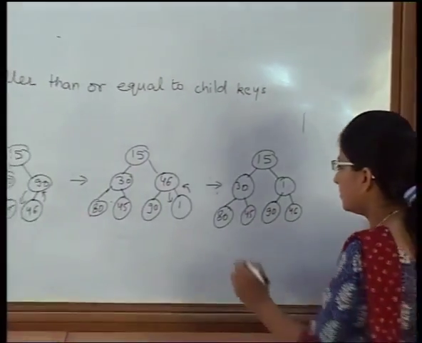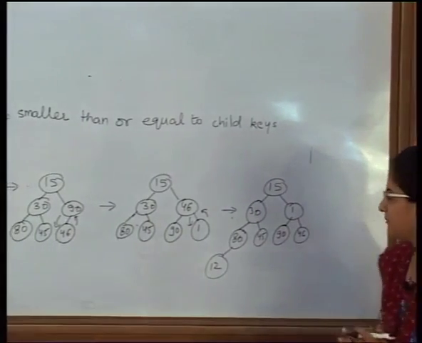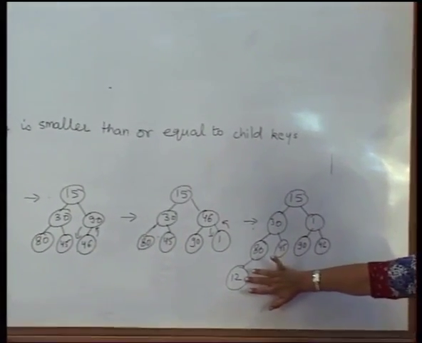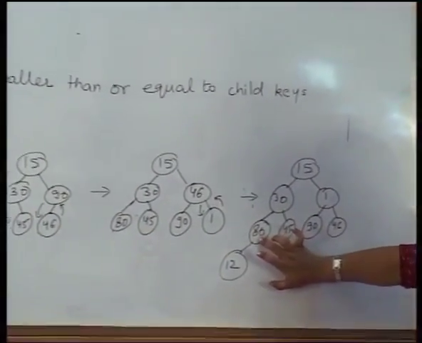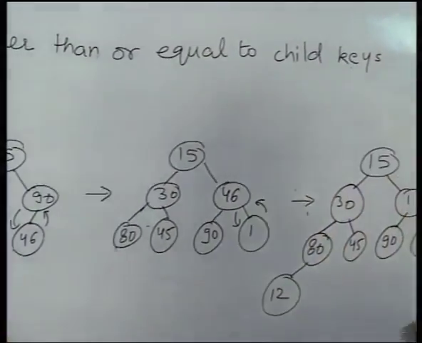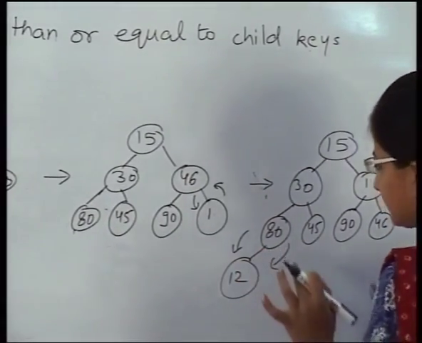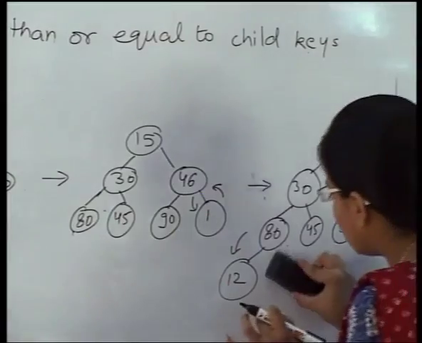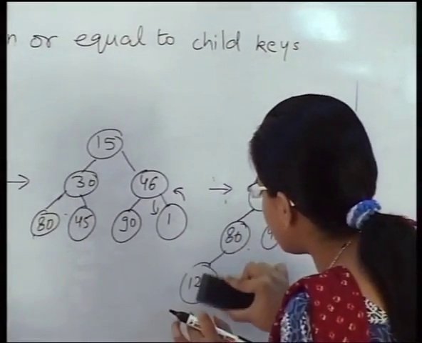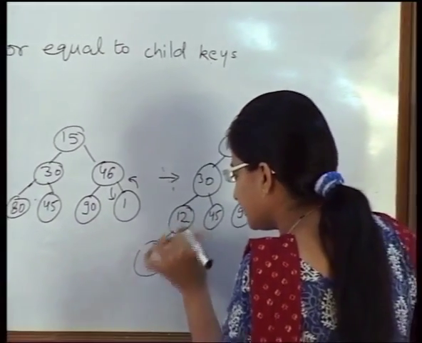Last is your 12. It should be added here. Again you can observe here 12 is less than 80. Call the heapify. That will result in swapping of the values here. After swapping, we are supposed to have this heap.